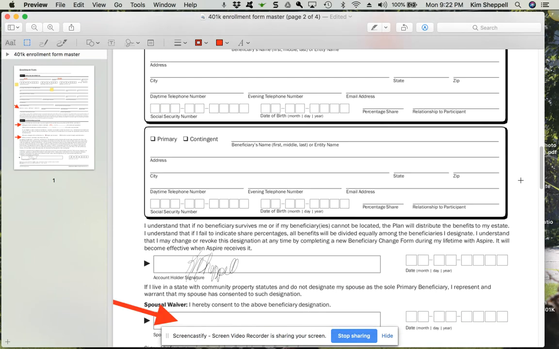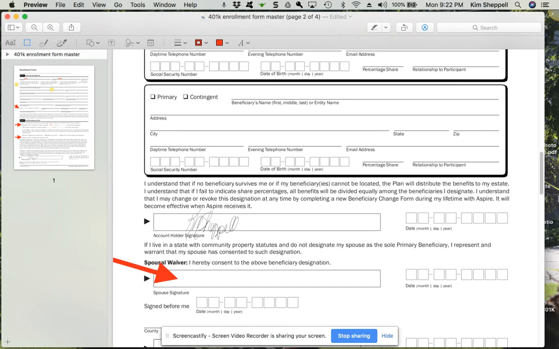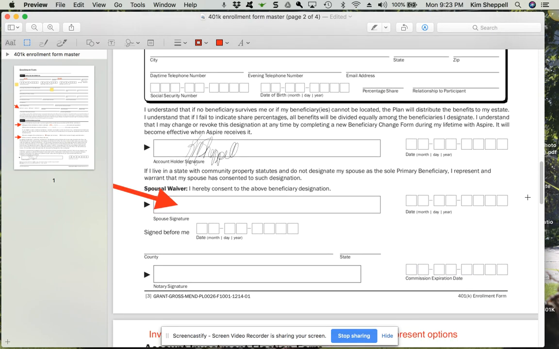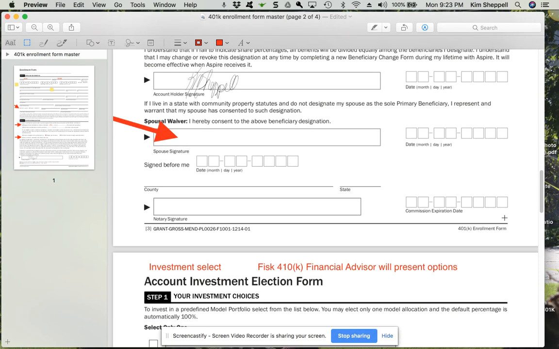If you are married, and here's your signature again. If you are married, the government assumes that this money would go to your spouse. So they would have to be your primary beneficiary unless you wanted someone else like your children or a relative or a friend, that's fine. But your spouse right here has to waive that privilege of being the primary beneficiary. So you have to get their signature. That's very important, and they have to date it.